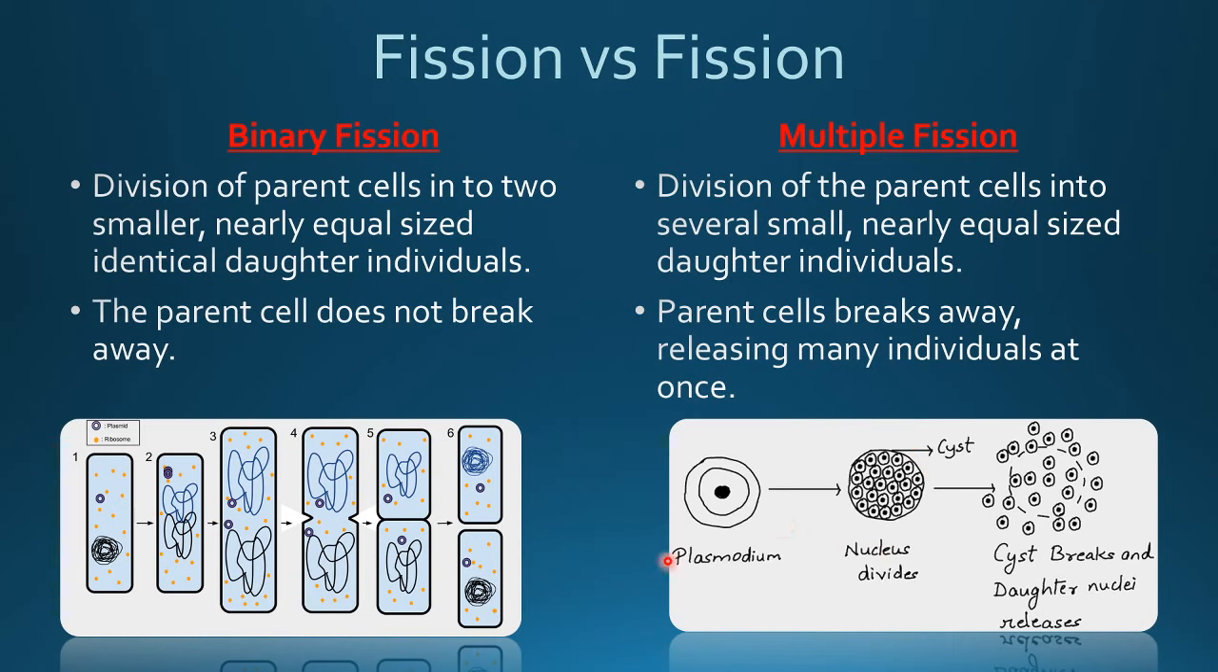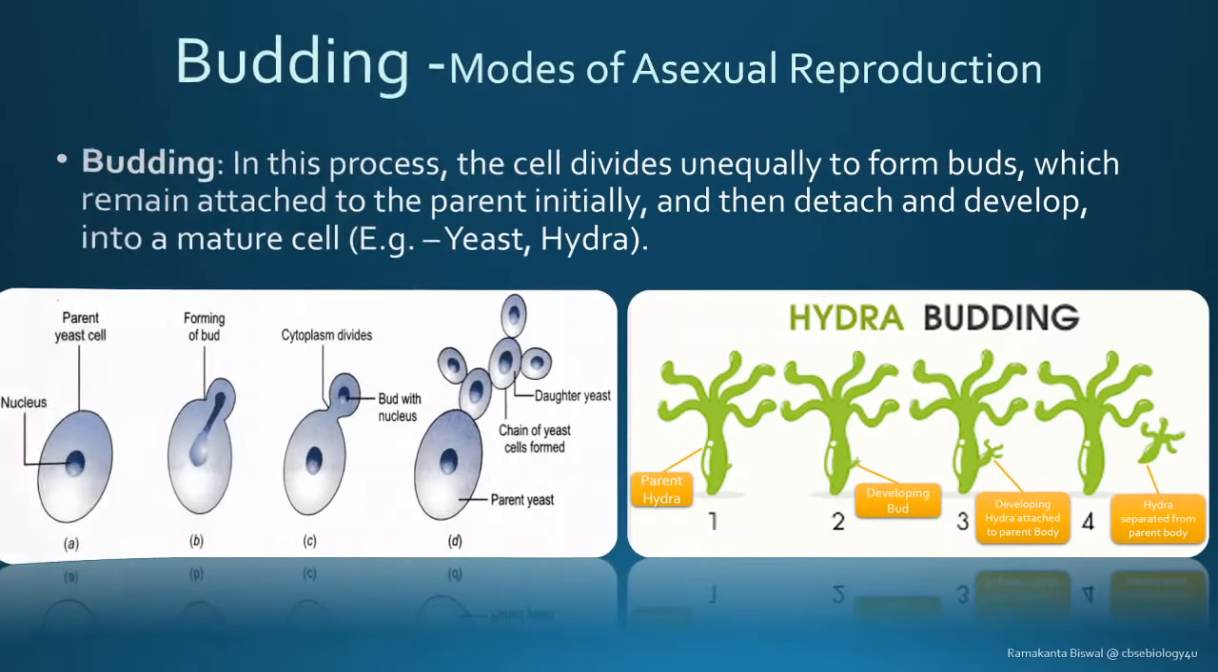So here you can see plasmodium and the nucleus. We already have seen this. The cyst actually breaks down, the parent cell organism breaks down, and it is going to release all the daughter nuclei at the same time.